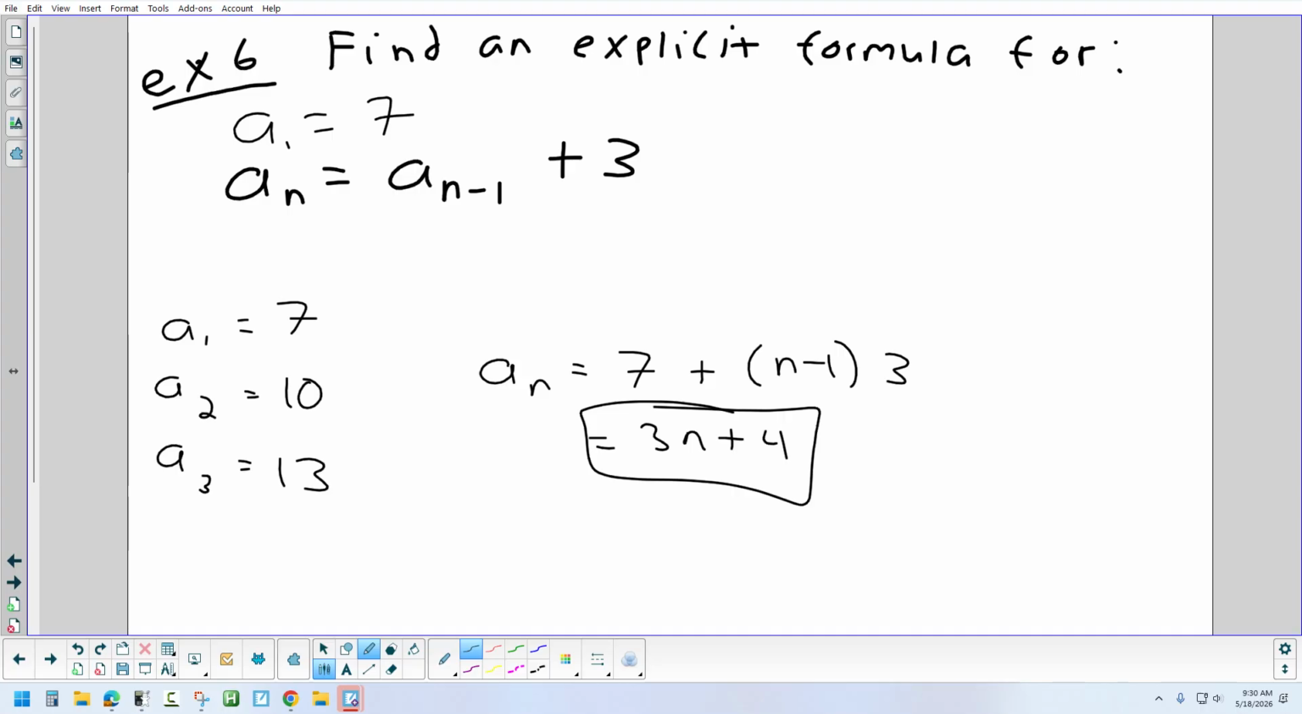N is, I know I didn't really mention it, but n is kind of the letter they use when they're doing sequences. You could use other letters, but we're generally going to be using n. Any question on that one?